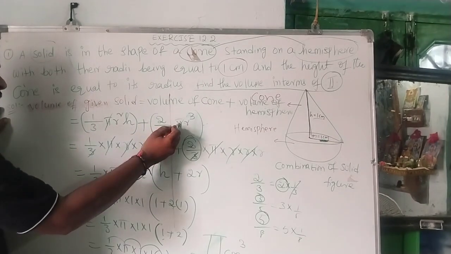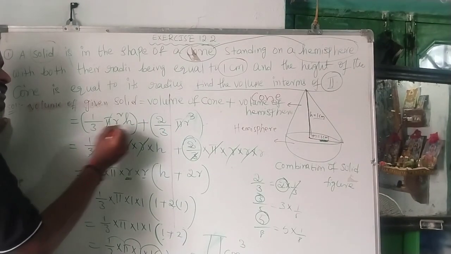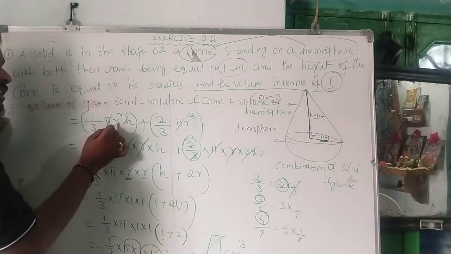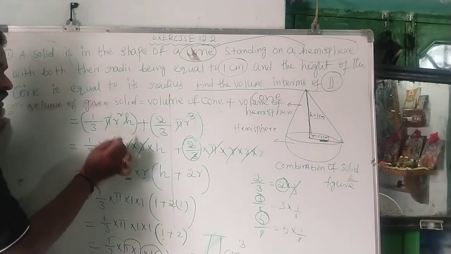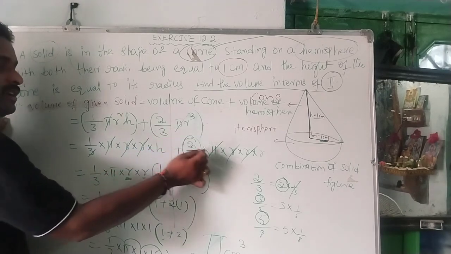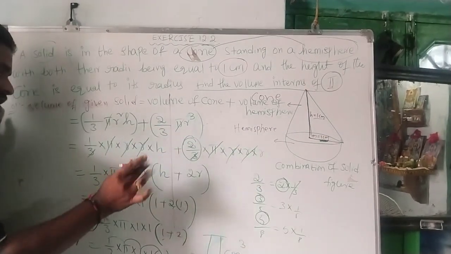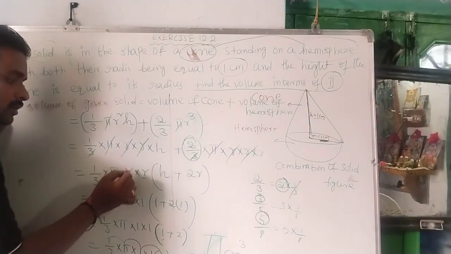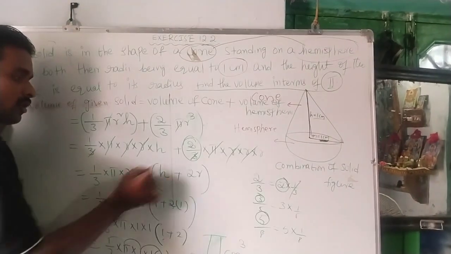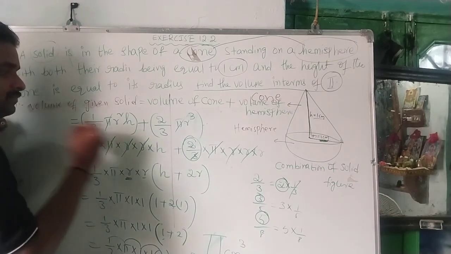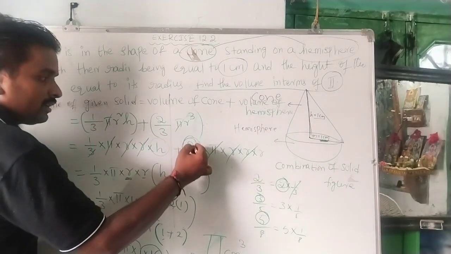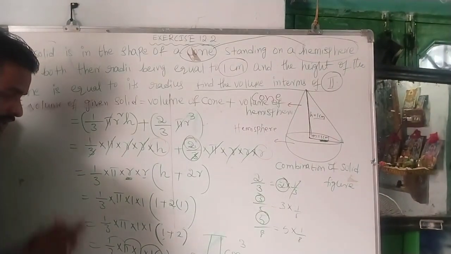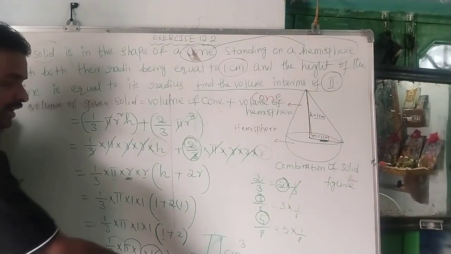Next, pi. In the volume of cone formula, pi is there. In the volume of hemisphere formula, pi is there. So pi is common. R square means r into r. R cube means r into r into r. So what are the common terms here? 1 by 3 is common, pi is common, r is common, again r is common. So what is left here? h and 2r, so h plus 2r. Next I substituted values, solved the bracket values and got the answer.